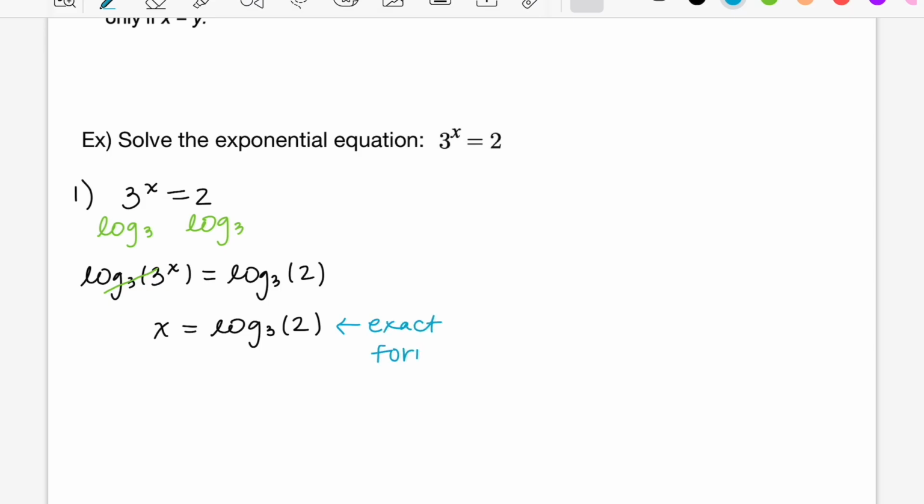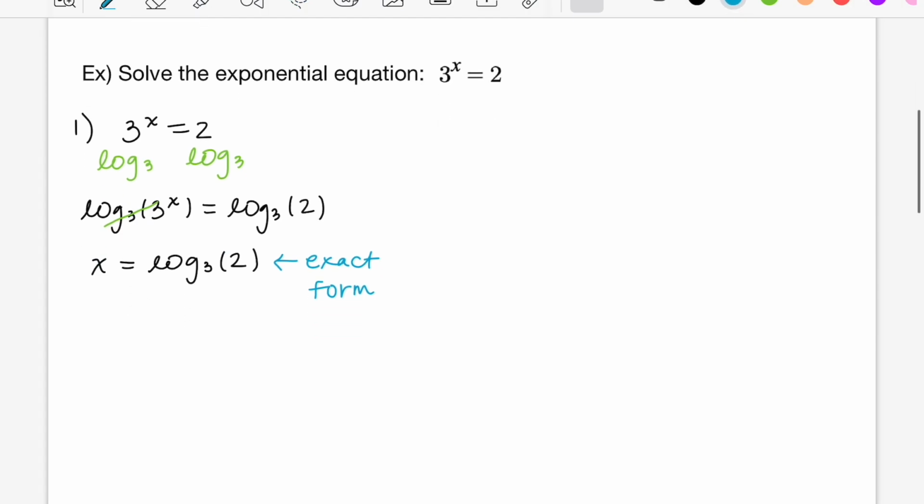So if you see that in the homework where it asks for the exact form, it would be in this form here. And then if it asks for a decimal, you can just plug this into your calculator and you'll find that this is roughly 0.6309. And then you'll just round it accordingly for the problem. The second way we can do this is what was mentioned above.